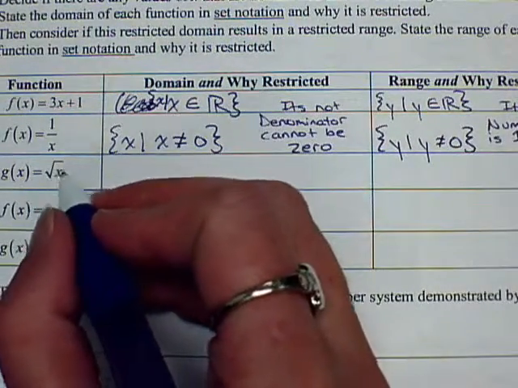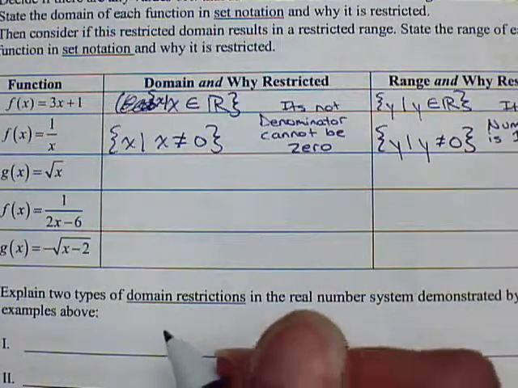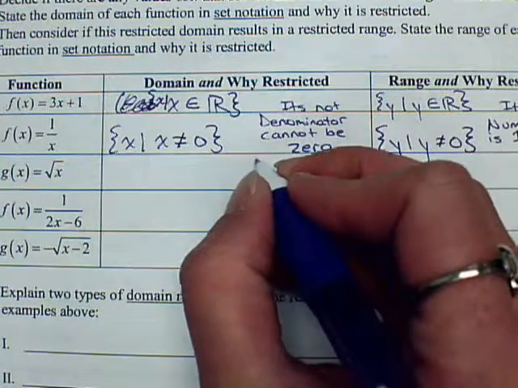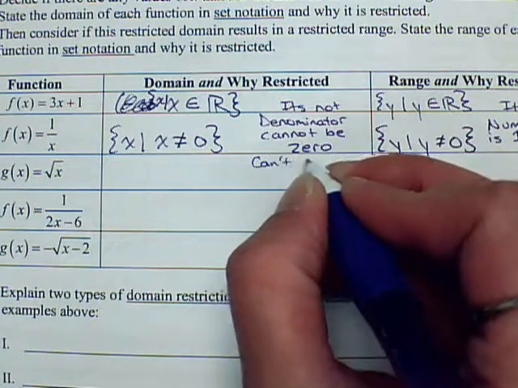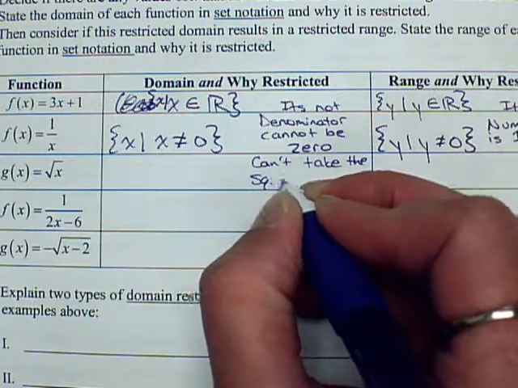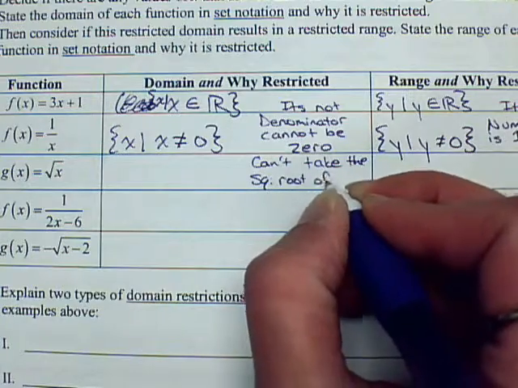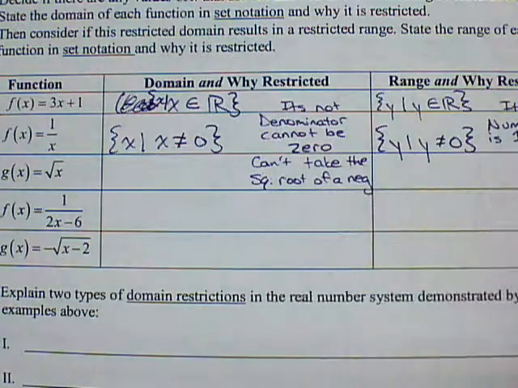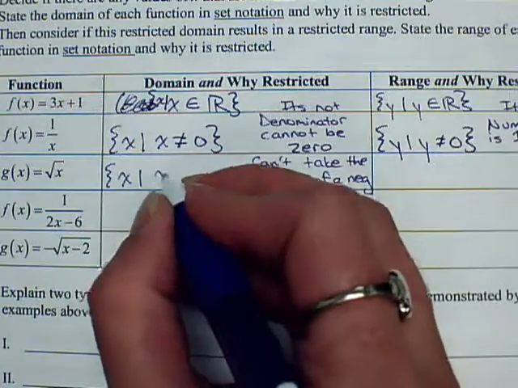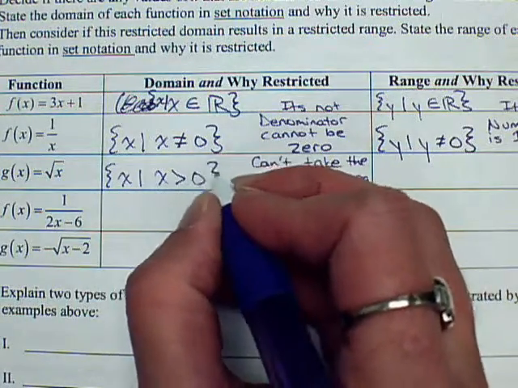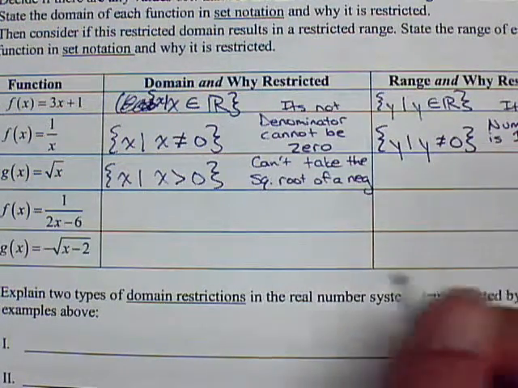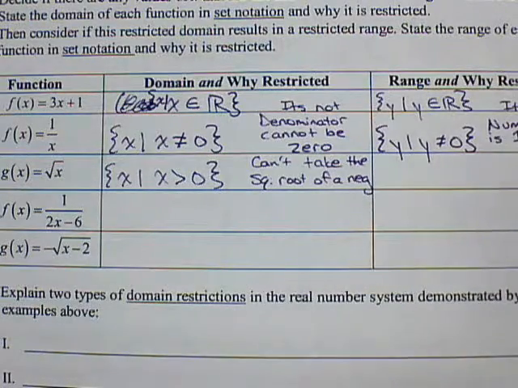Now let's look at this next one, square root of x. Is there anything that you can't take the square root of and get a real answer? Yes. Can't take the square root of a negative. So that means that x has to be greater than or equal to 0. It's okay to take the square root of 0. It's okay to take the square root of 1, 2, 3, 4, just not the negative numbers.